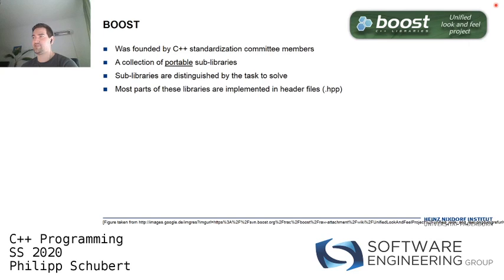Most parts of these libraries are implemented in header files, because they are making use of templates, and as you already know, template code can't be compiled up front, and that is why template code goes in header files. Most parts of Boost are implemented as header-only files. So you don't really have to compile the Boost library, or at least only parts of it. For most of the time, you're just including a Boost header file, and then you can just use those functionalities that the header file provides and implements. And one specialty also, the file endings of the Boost header-only implementations are .hpp.